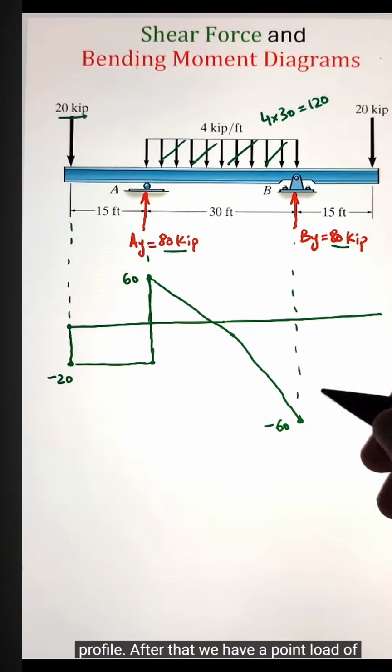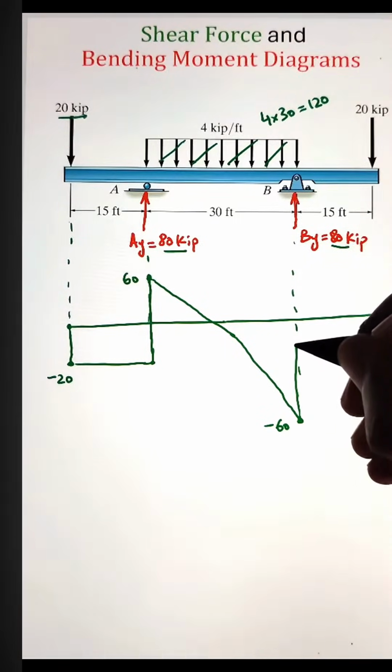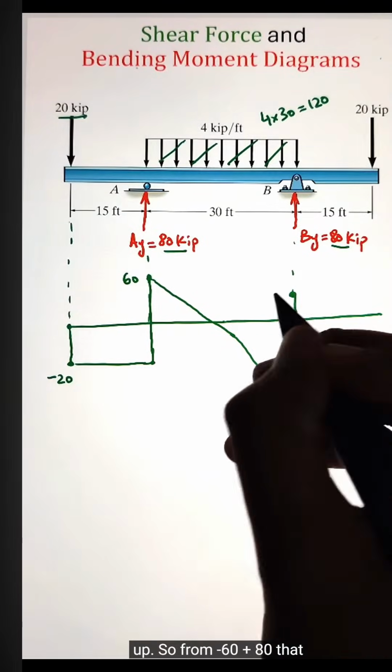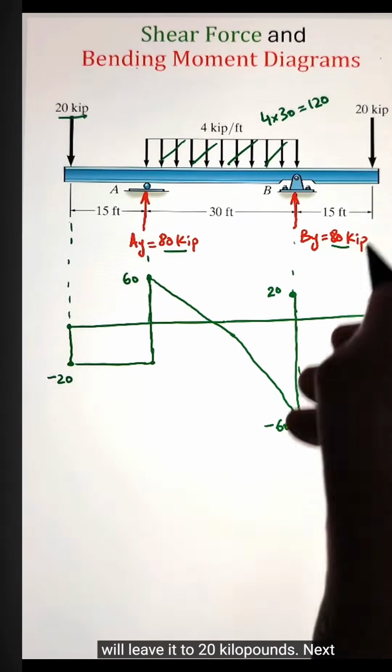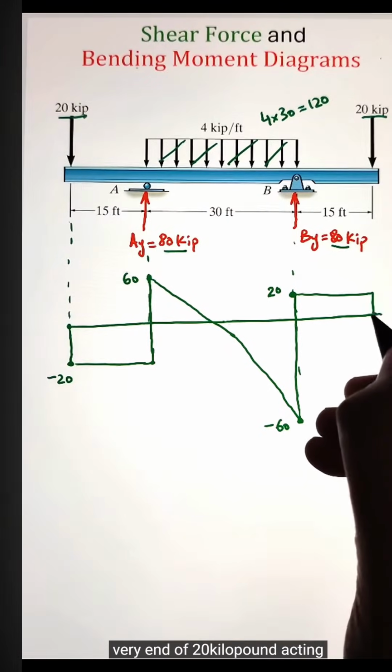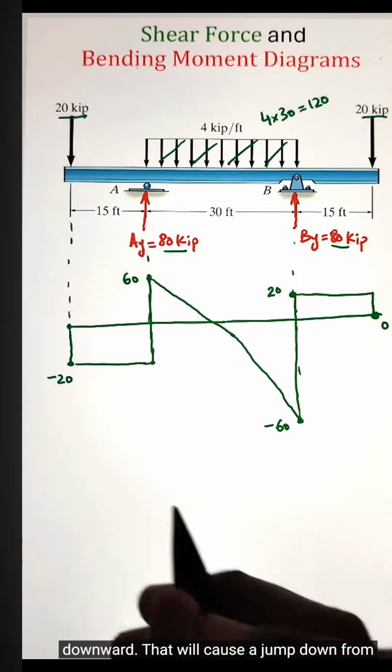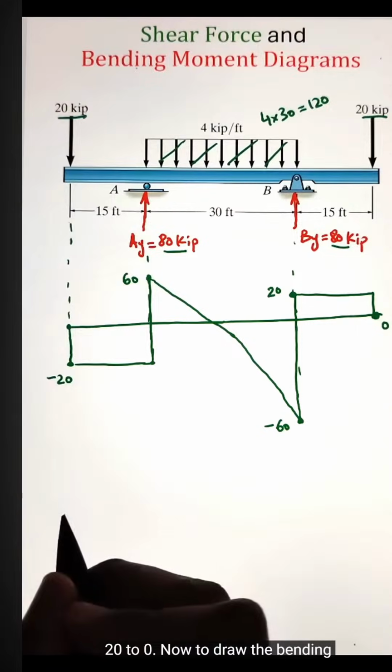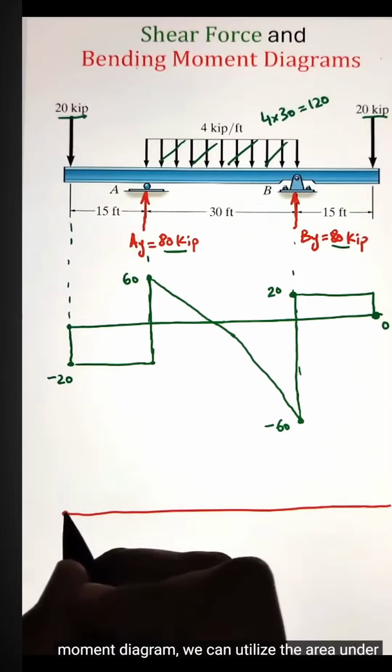After that, we have a point load of 80 kilopounds that will cause a jump up. So from negative 60 plus 80, that will leave it to 20 kilopounds. Next, we have a point load acting at the very end of 20 kilopounds, acting downward, that will cause a jump down from 20 to 0. Now to draw the bending moment diagram, we can utilize the area under the shear force diagram.